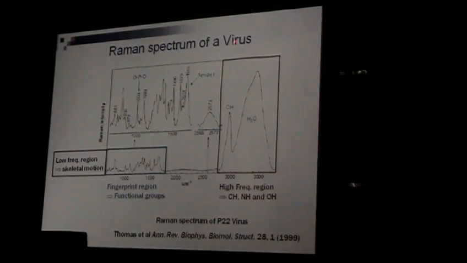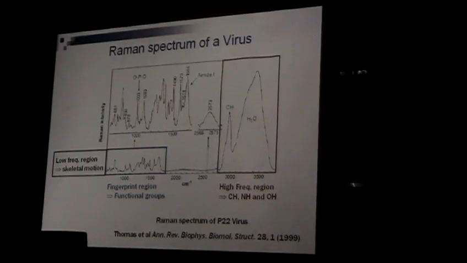One is this high frequency region. It begins from like 2700 up to 3500. This is where CH or NH or OH vibrate. Right? This is a very high frequency because hydrogen has a very small mass. Okay, then you have a very quiet area because nothing happens. Then from like 600 to about 1800.